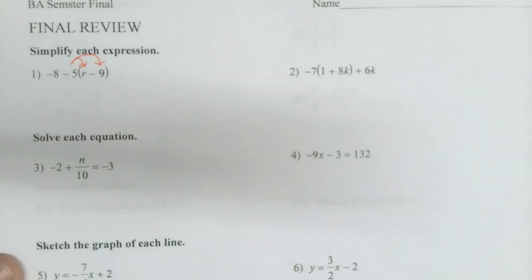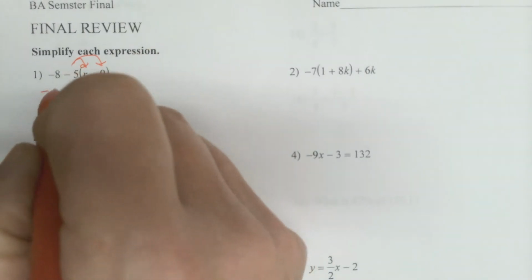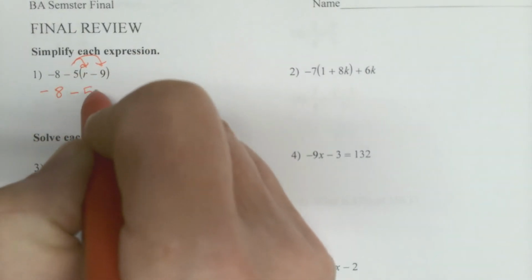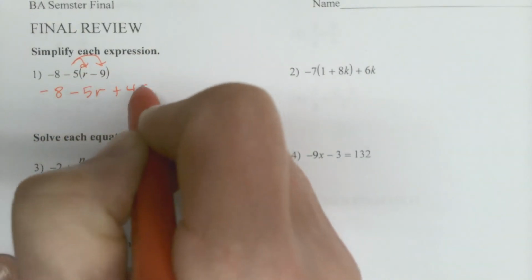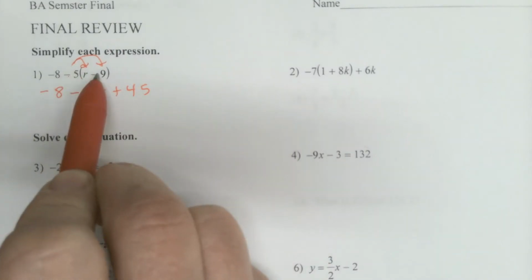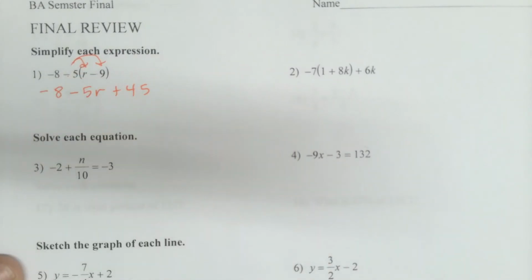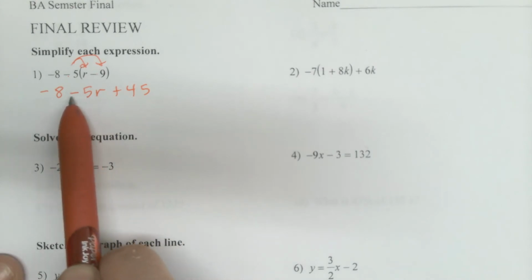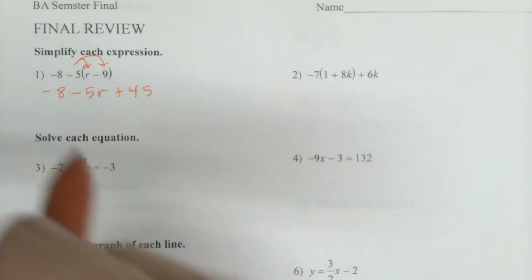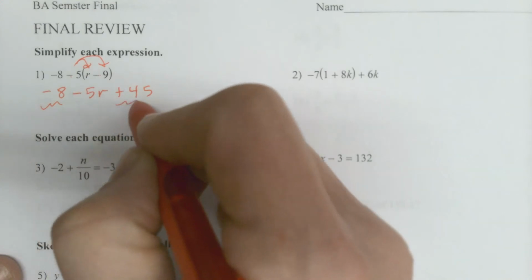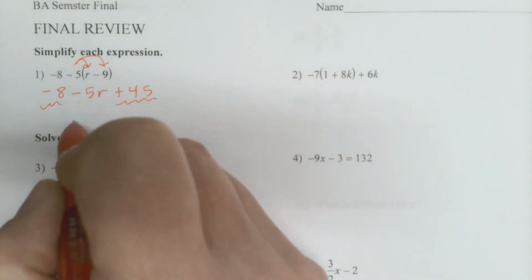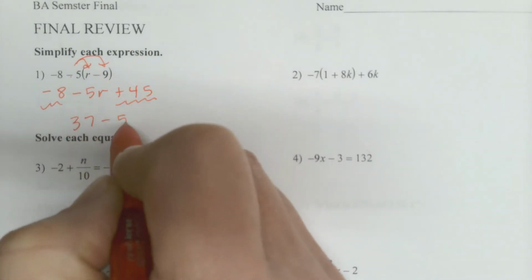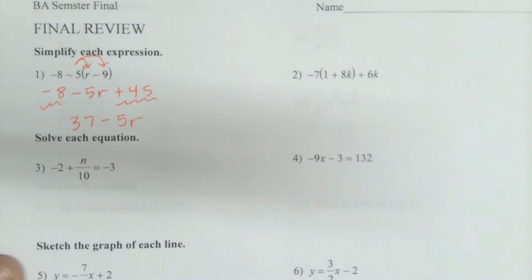Do you remember distributing? So this is -8 minus 5r plus 45, because the minus 5 and the minus 9. Wouldn't that be negative 5r? Oh, yeah, the minus acts like the negative. And then combine like terms. So this one would be 37 minus 5r would be my final answer.